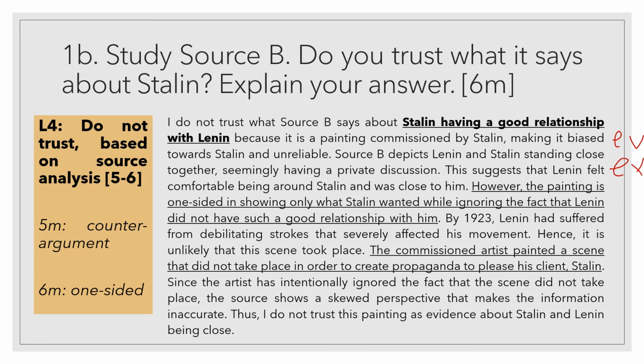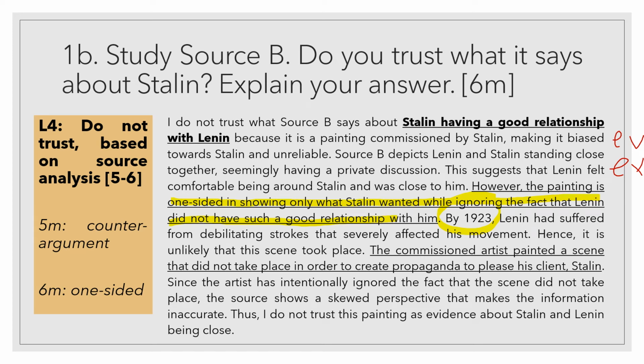So this suggests that Lenin felt comfortable being around Stalin and was close to him. However, the painting is one-sided in showing only what Stalin wanted while ignoring the fact that Lenin did not have such a good relationship with him. Then I continue to give a little bit of contextual knowledge. By 1923, Lenin had already suffered a few strokes that severely affected his movement. So how is it possible that Lenin could stand there so comfortably without any support and drink coffee with Stalin and talk to him so leisurely? So it is unlikely that this scene took place.